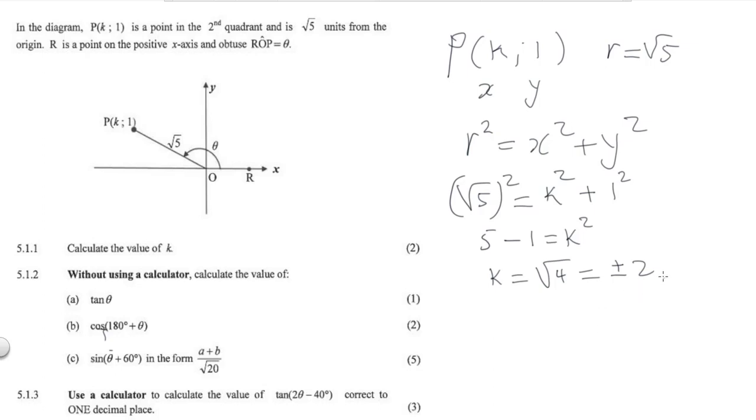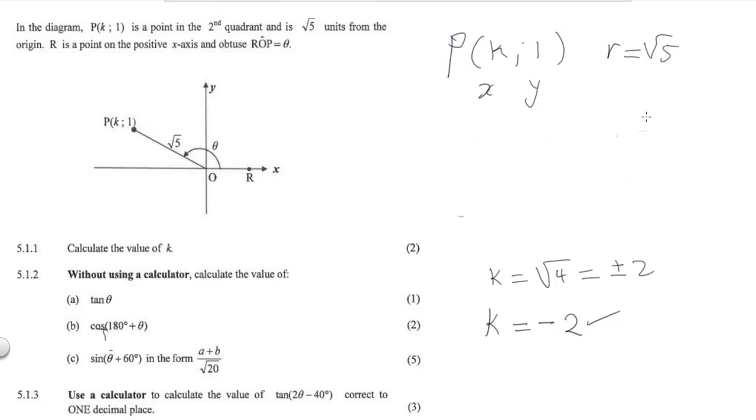But you have to decide which sign to use. It will be negative, because we are in the second quadrant. In the second quadrant, x will be negative but y will be positive. So this is a 2-mark question. Why so many steps? Because of you students, as a teacher I'm explaining, I have to break all of this down.